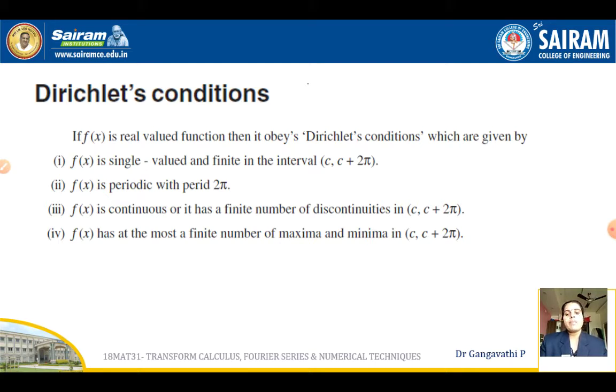And f of x must be continuous, or it has some finite number of discontinuities in the same specified interval. F of x must be a continuous function, that is a condition. Even if it has a minimum number of discontinuities, even then we can apply the Fourier series concept. And f of x has at most a finite number of maxima and minima in the interval c comma c plus 2 pi. So all these are the conditions. Any function which satisfies these conditions can be expanded by using Fourier series.